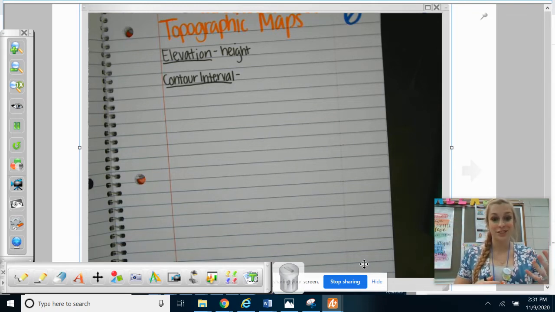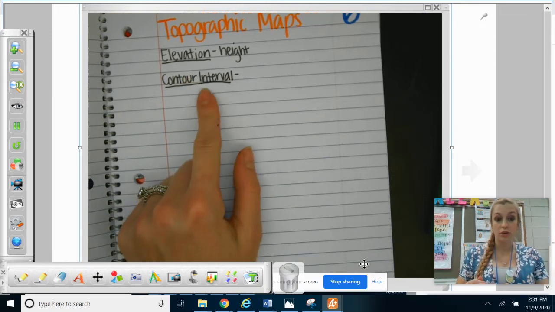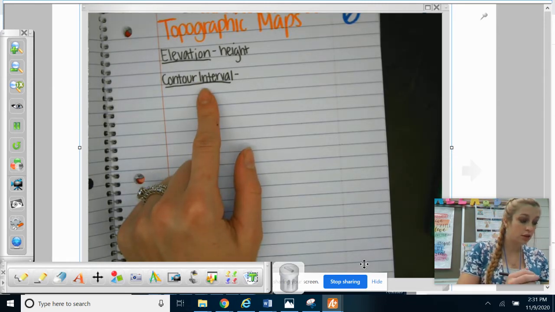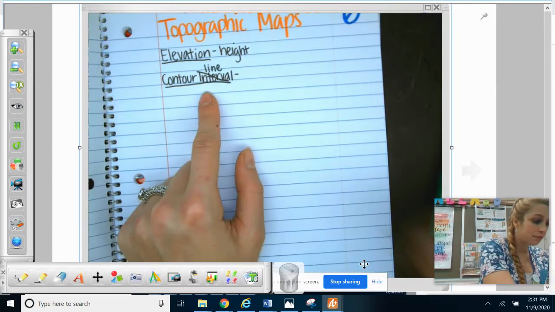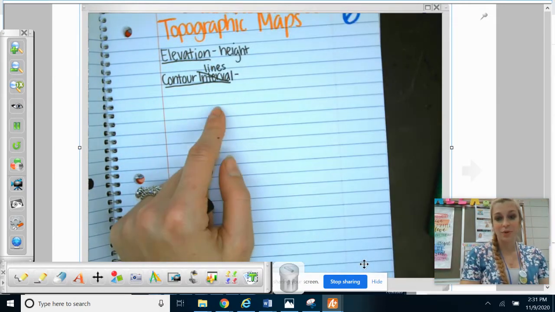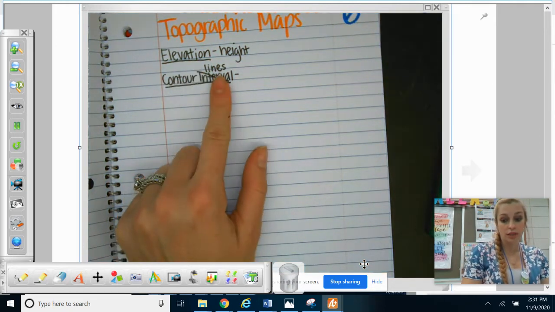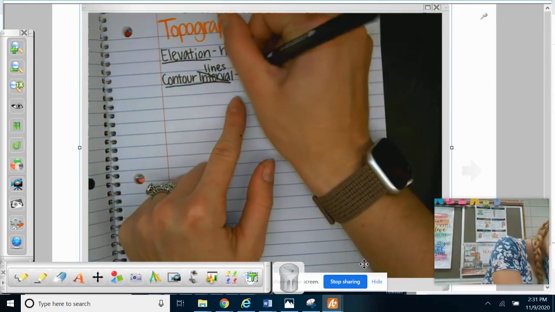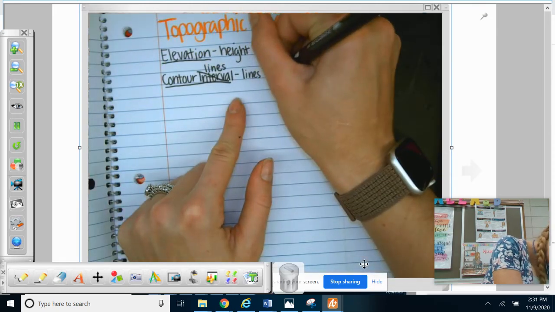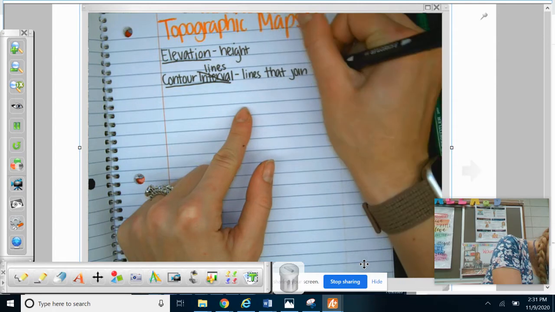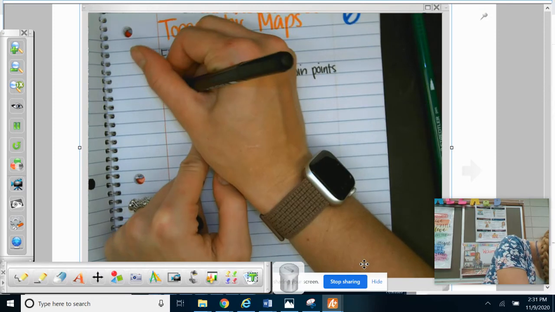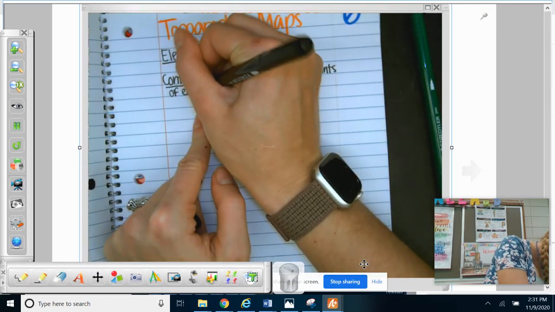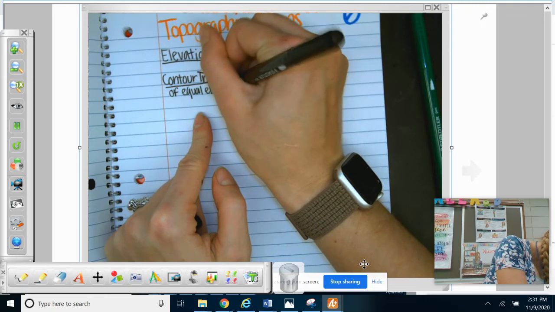So in order to read the elevation on a topographic map, we have to know the contour. That should say contour line. I'm sorry, y'all. I need whiteout. Anyways, we have to know what contour lines are. Contour lines are lines that join points of equal elevation.